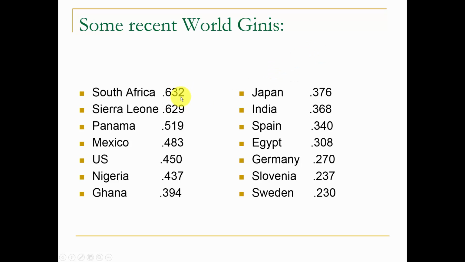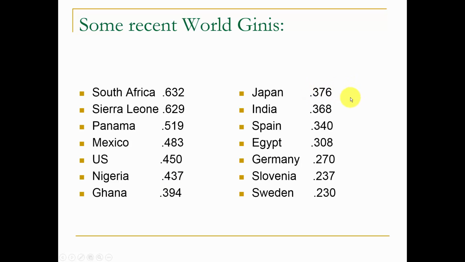And you can see South Africa has very high income inequality, a very high Gini coefficient. Sierra Leone, also very high. Panama, also very high. Mexico, pretty high. In the United States, this is a number that was calculated in the World Factbook in 2009, I believe. So about 0.45. In Nigeria, a little bit lower than the United States. Ghana, a little bit lower still, about 0.394.